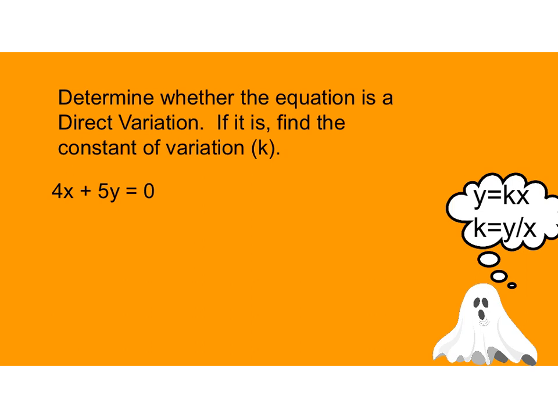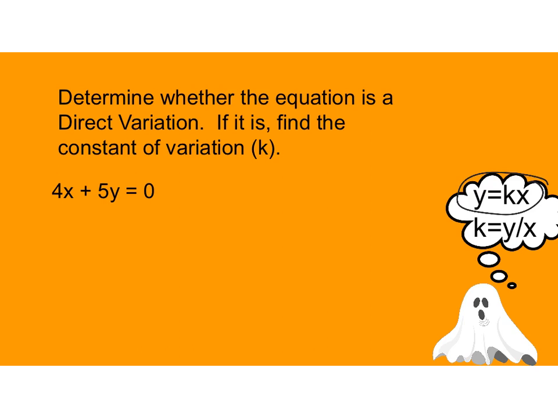Here we have another direct variation situation. Determine whether the equation is a direct variation. If it is, find the constant of variation, k. 4x plus 5y equals 0. So we need to get it in this form.